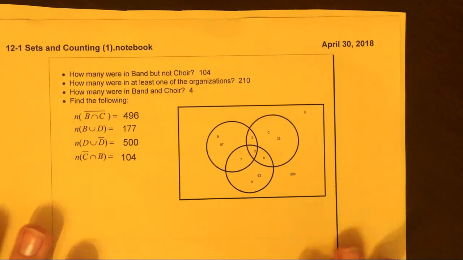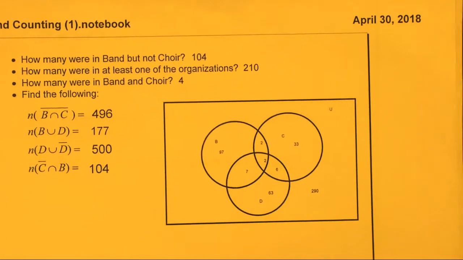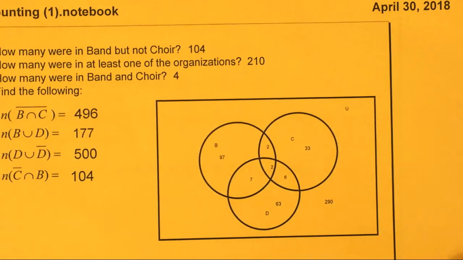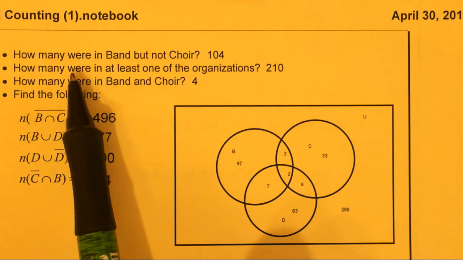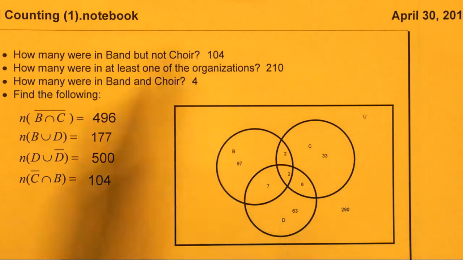The last thing we're going to do is look at a Venn diagram. These are kind of hard to read. Y'all are really good at these. I don't really think I need to spend a lot of time on this one. It says, how many were in band but not in choir?